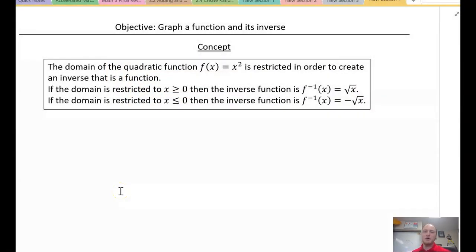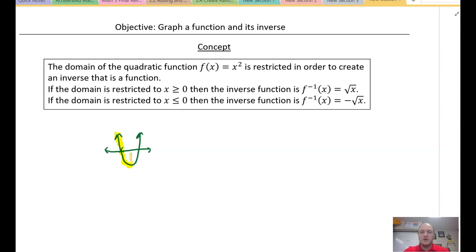This says the domain of a quadratic function, f of x equals x squared, is restricted in order to create an inverse that is a function. So we're going to restrict the initial input, so when we take the inverse, that's also a function, right? So if I have a parabola here, notice if I do the horizontal line test, which tests if the inverse is actually a function, it fails because it intersects in two places. What we're going to do is get rid of this piece here, so that our inverse is also a function, okay?